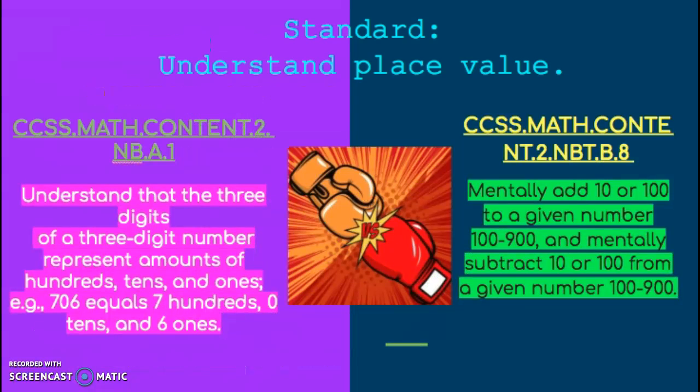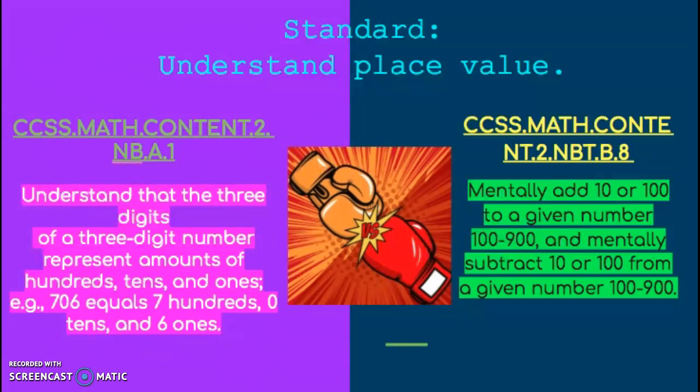On the left is the standard I'm covering, which is understanding place value. And on the right is the standard of learning number operations in base 10, which is mentally add 10 or 100 to a given number, 100 to 900, and mentally subtract 10 or 100 from a given number, 100 to 900. And prior to even learning that standard on the right, you need to learn about the one on the left, which is the place value of the digits.